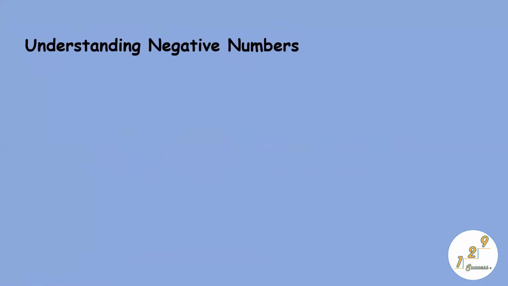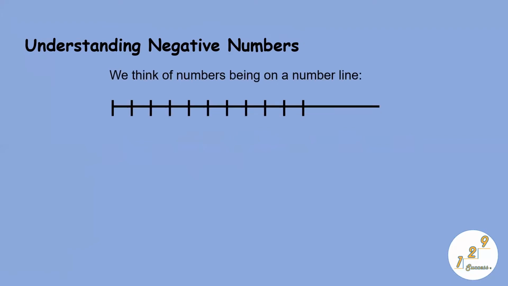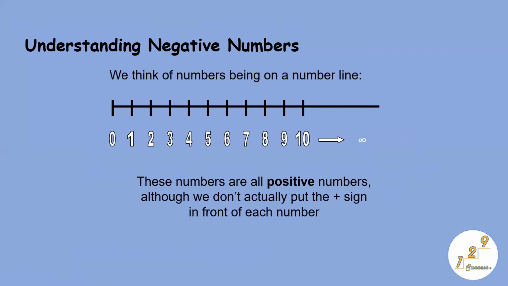That was the end of our recap on positive numbers. We're now going to think about negative numbers. We have been used to our numbers starting on the number line at 0 and going 1, 2, 3, 4, 5, 6, 7, 8, 9, 10, all the way up to infinity. But that's only half the story.